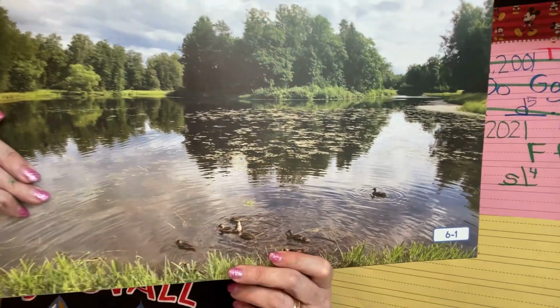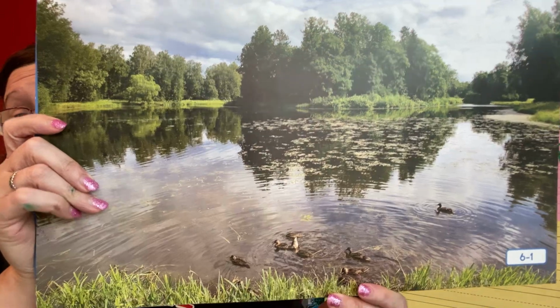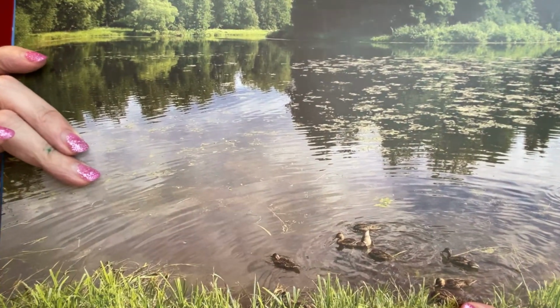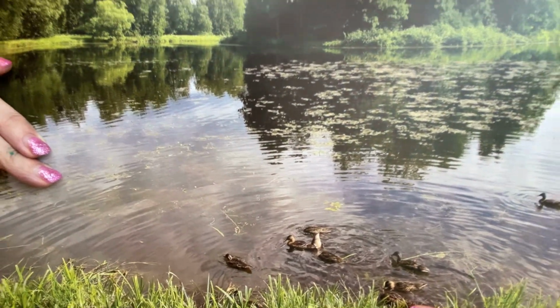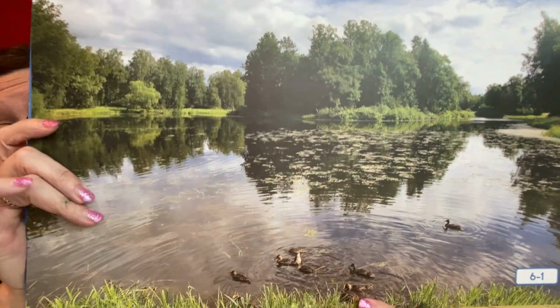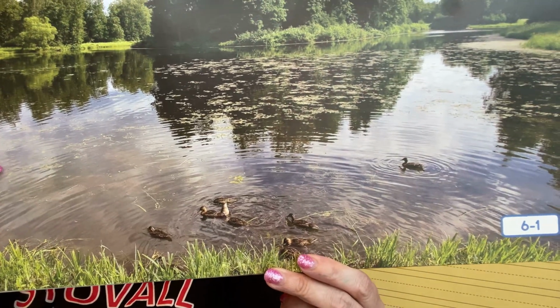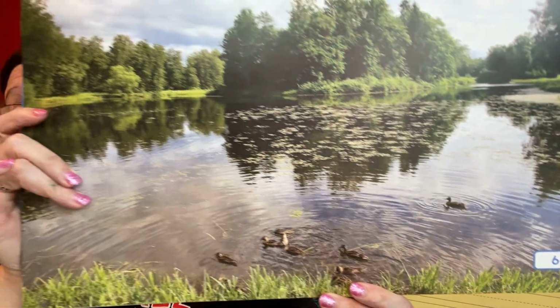Now look all around. Do you see the calm, still water? Remember we talked about that vocabulary word still. Still means not moving. Do you see the swimming ducks? Can you see the long green grass growing around the edge of the water?